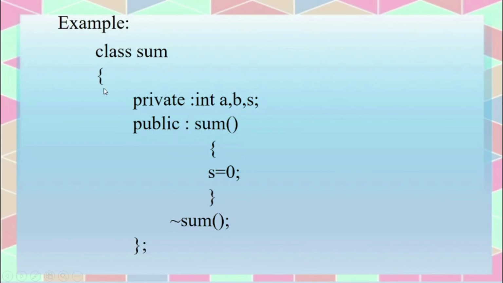Now you can see the example, class sum. Sum is a class name, open curly bracket, private, int a comma b comma s. These are the three data members, and in the public section we are declaring the constructor member function, open curly bracket, s equal to 0, close the curly bracket. So here in this constructor member function we are initializing the value of s as 0. Okay. Now using this tilde and the class name, like sum, tilde and this sum, this is called the destructor member function. So when you use this destructor member function in the program, what we have created using the constructor member function, that means s equal to 0, this initialization we have done using this constructor member function.